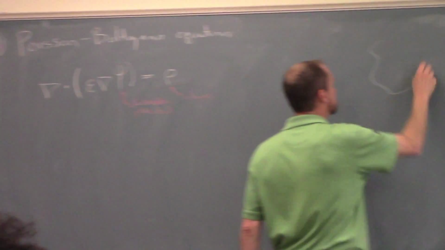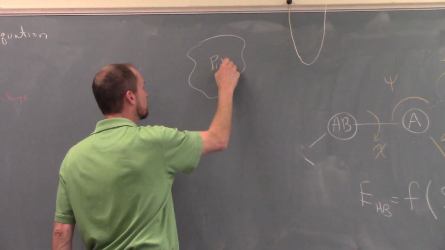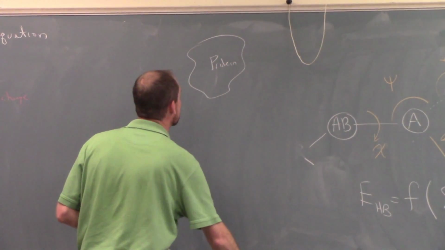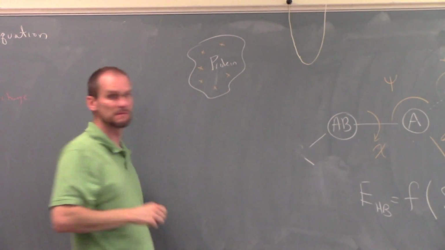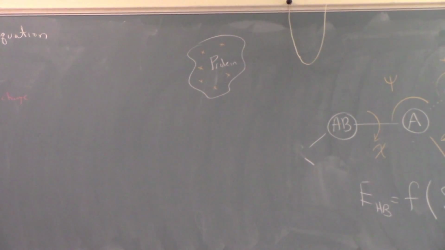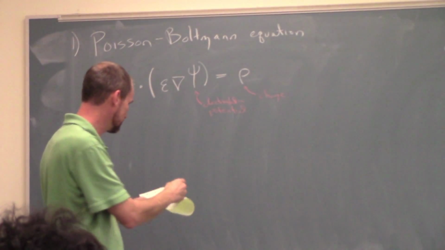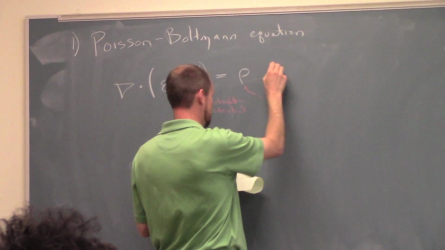Okay, so I've got some protein, and it should have lots of charges in it. All of those might be points where we have charge in the protein. The other thing, this equation, that's the Poisson part. That's an exact equation.